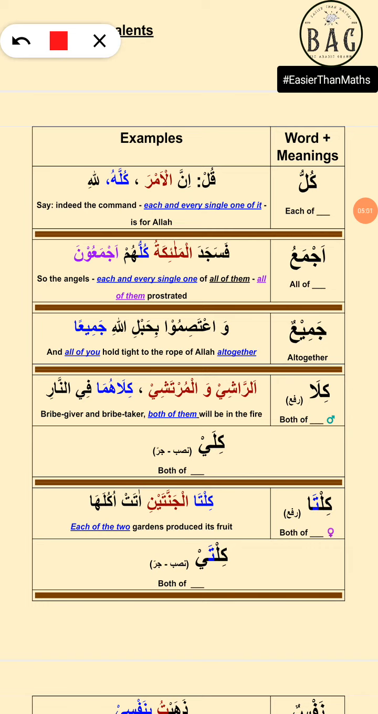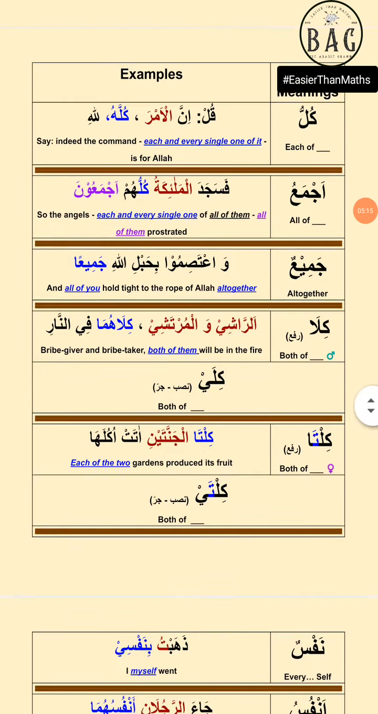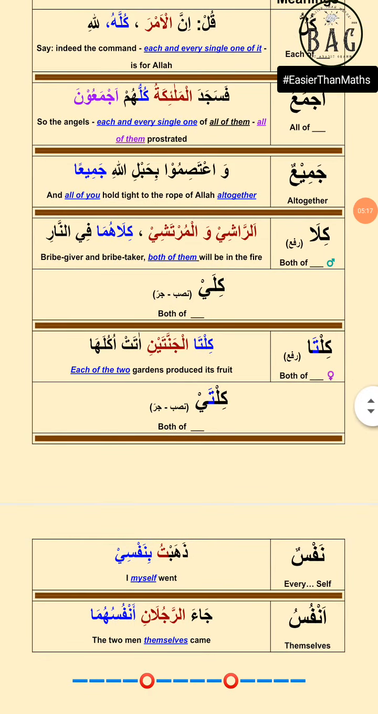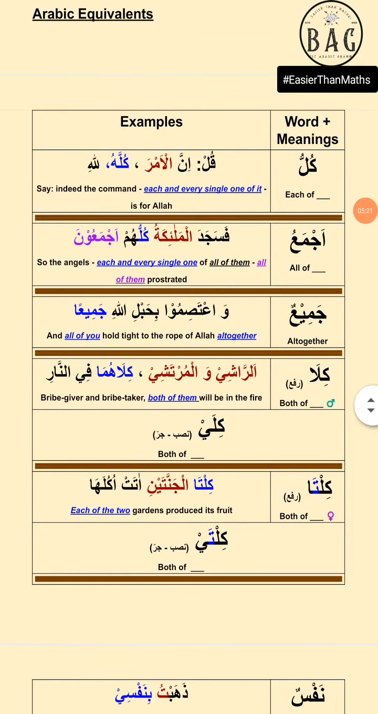Okay, so the words include kullu, ajma'u, jami'un, kila, kilta. Kilta is actually the feminine version of kila. Okay, and then we've got nafsun and anfusu. Let's look at their meanings and then we can look at their examples too.